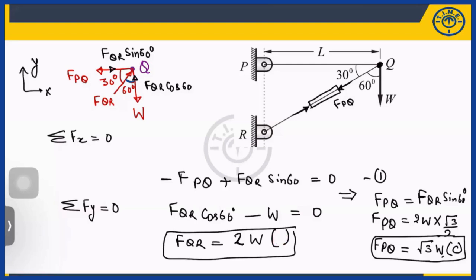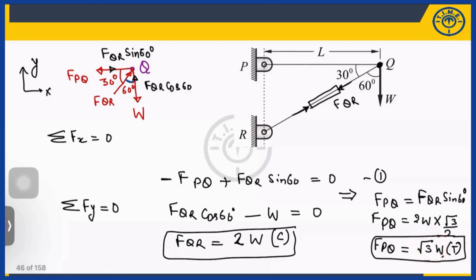This is basically a compressive, and this is basically a tensile. Why? Because this is QR, not PQ. Here it should be QR, because this is the member I am talking about. So F of QR is nothing but compressive. If you see here, this member is trying to pull the joint. That means F of PQ is coming out to be root 3W.